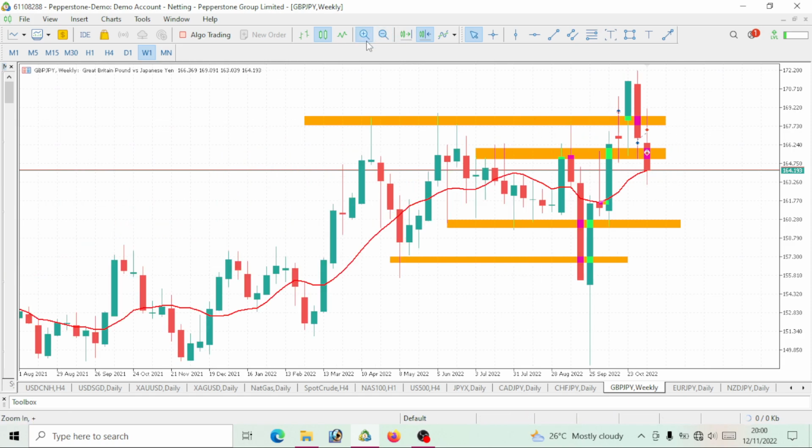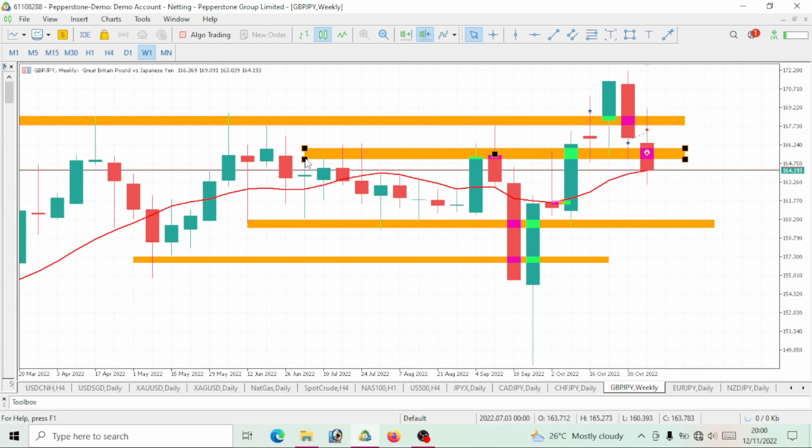Now the next level I've highlighted is this level here. We kind of see rejection here, though it is more visible on the daily time frame. We will go into that soon. We saw that price came to this level and was rejected here. We saw it drop to this lower level here, which I would highlight as a support level.